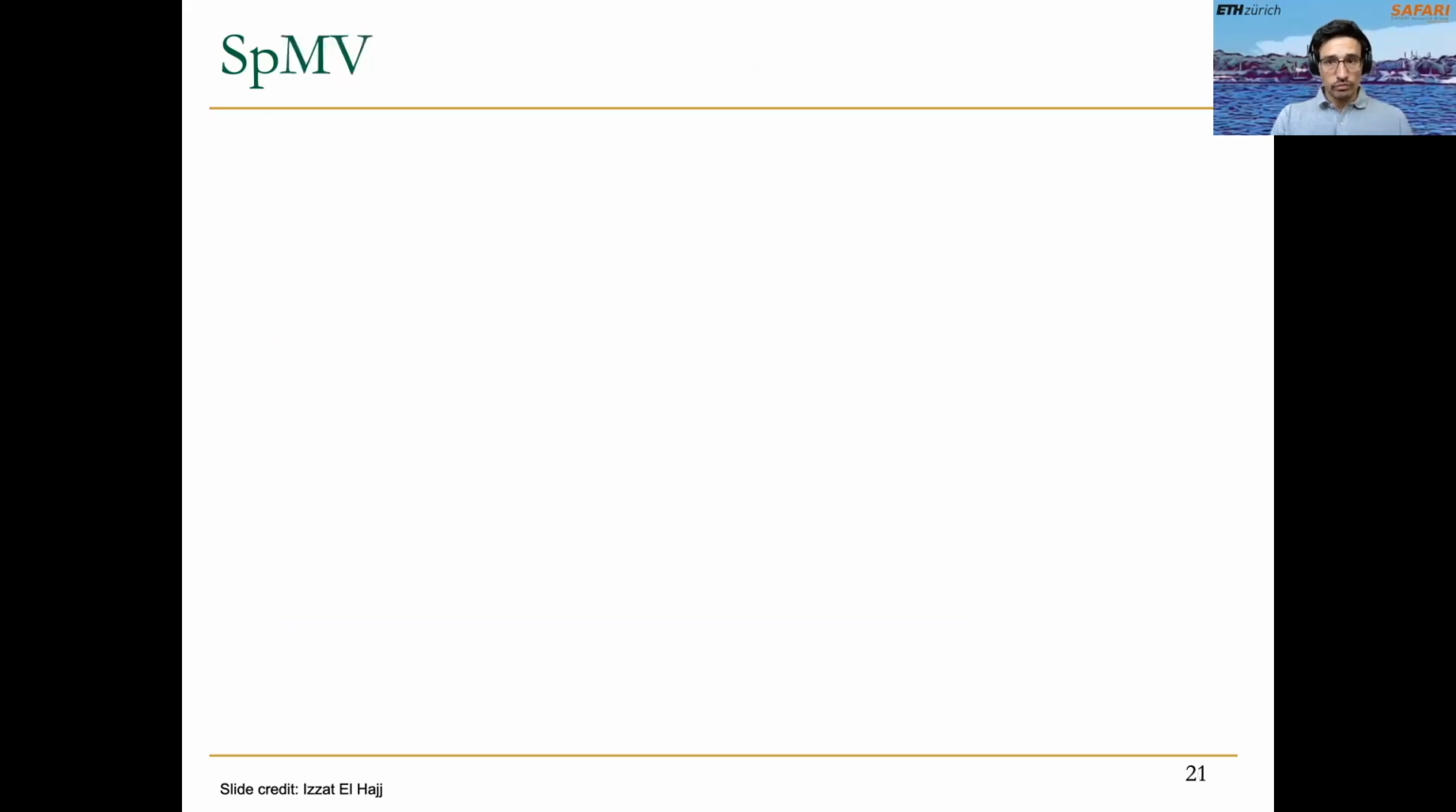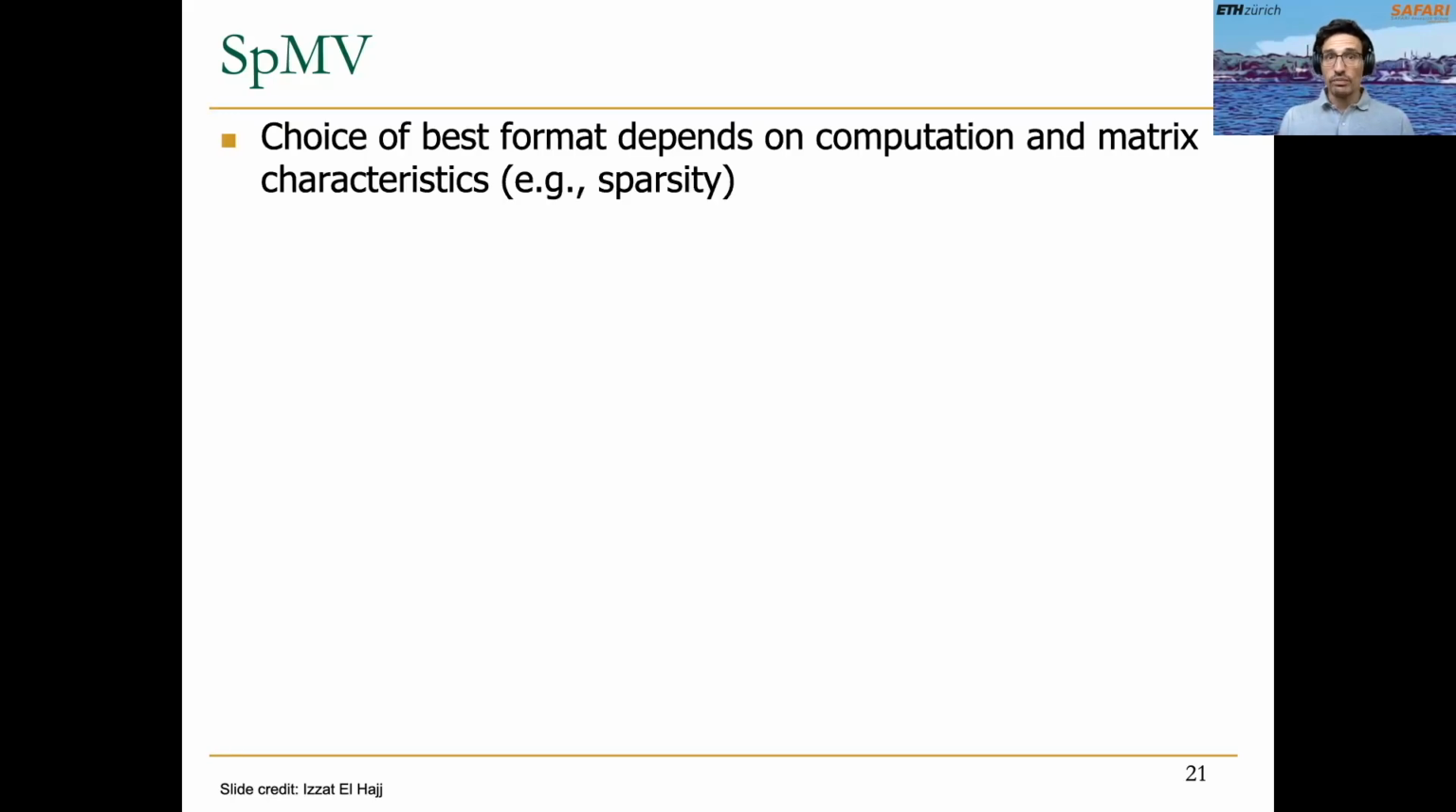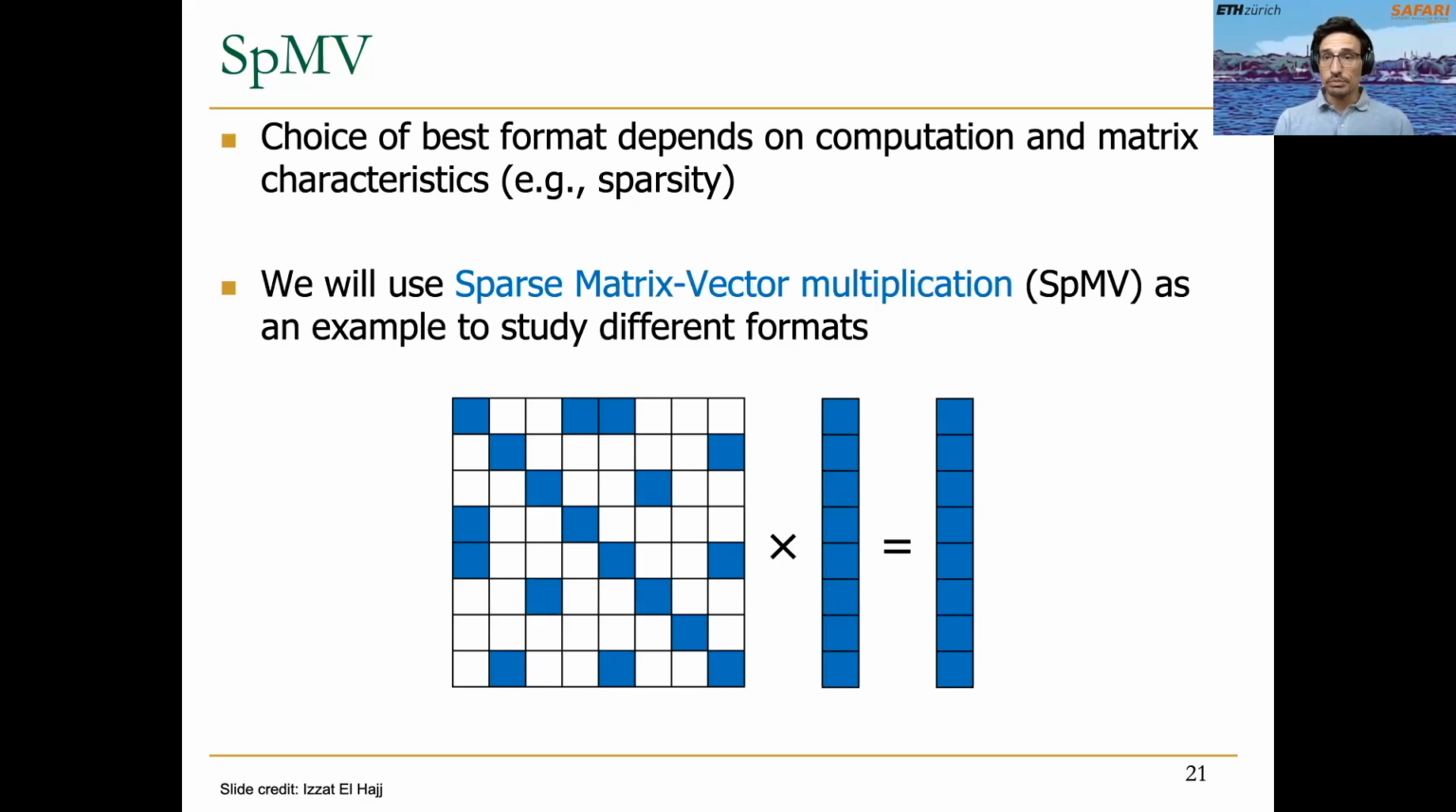We are going to use SpMV as the key primitive to explain how we operate using these compressed matrix formats. The choice of the best format depends on the computation, on the specific algorithm, and also matrix characteristics, for example, the sparsity. As I said, we are going to use sparse matrix vector multiplication as the key primitive that we are going to see how to implement with different storage formats on the GPU.